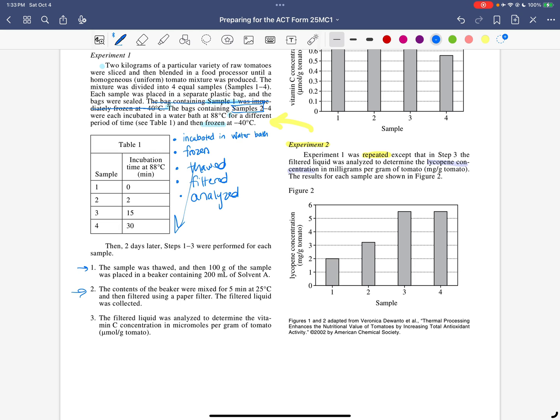That was the step. And then the only change between experiment 2 and 3 is that right here, in experiment 2, it is the lycopene, and then down here, it was the vitamin C concentration. So they were testing 2 different nutrients. So these were the steps that we determined: incubated, frozen, thawed, filtered, and then analyzed. And this was all specific to sample 2.